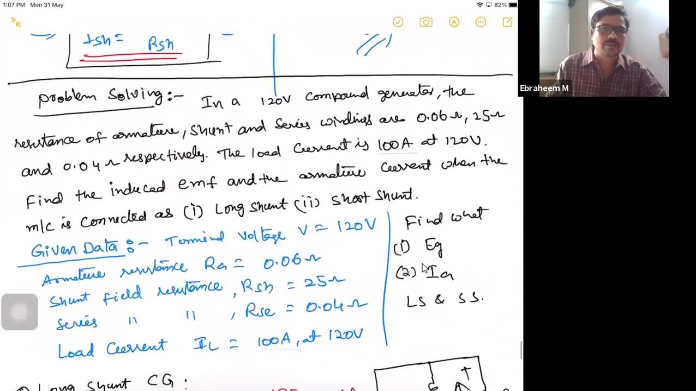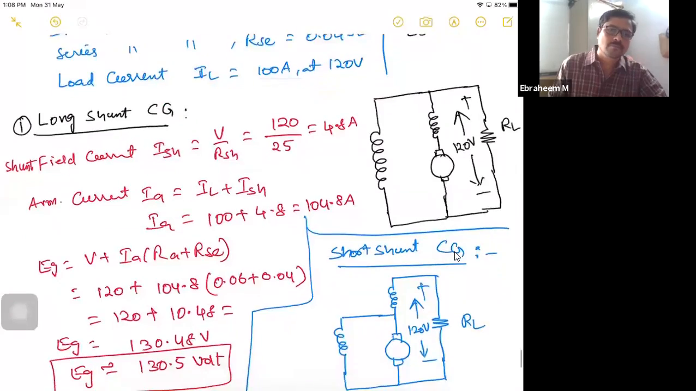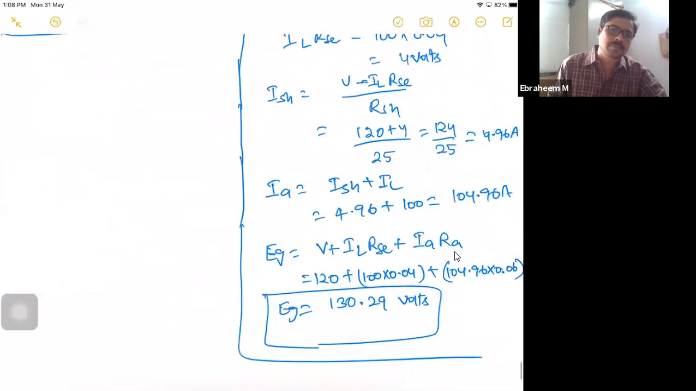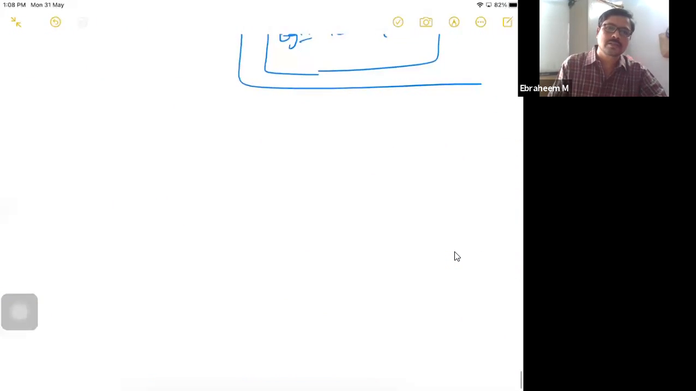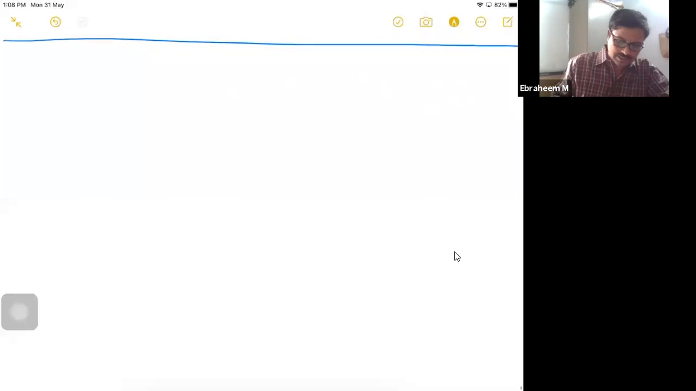This problem I had given in the previous class, and we have solved it, both for long shunt as well as short shunt. Next, what type of generator is left for us to derive the equations? Today we will see.